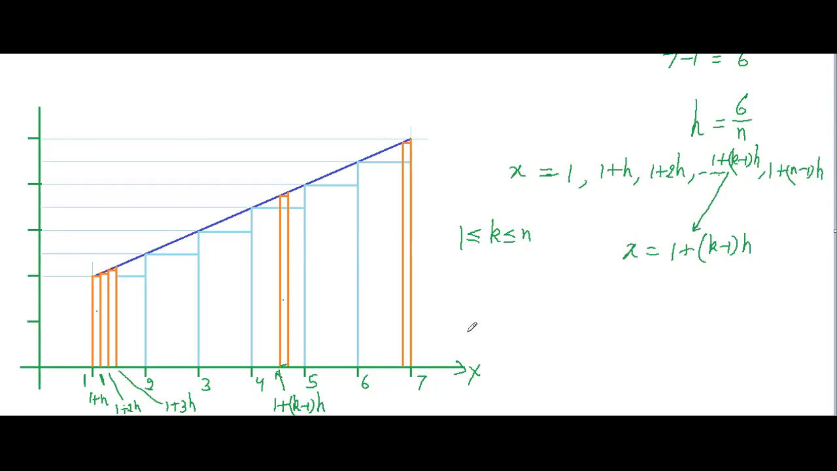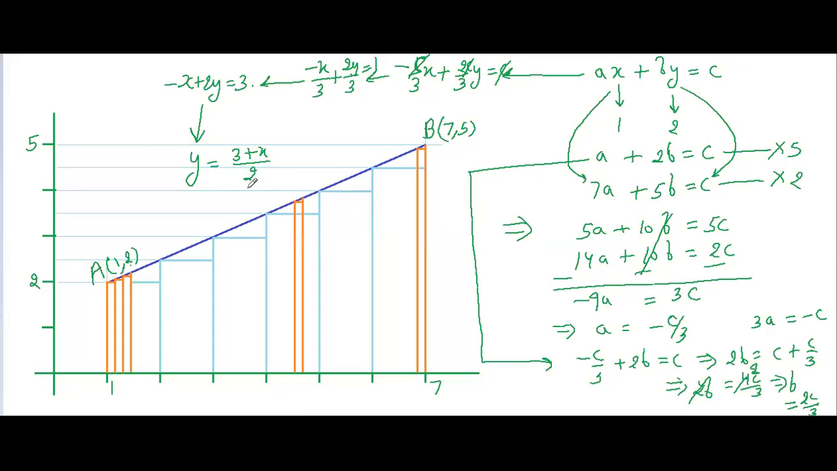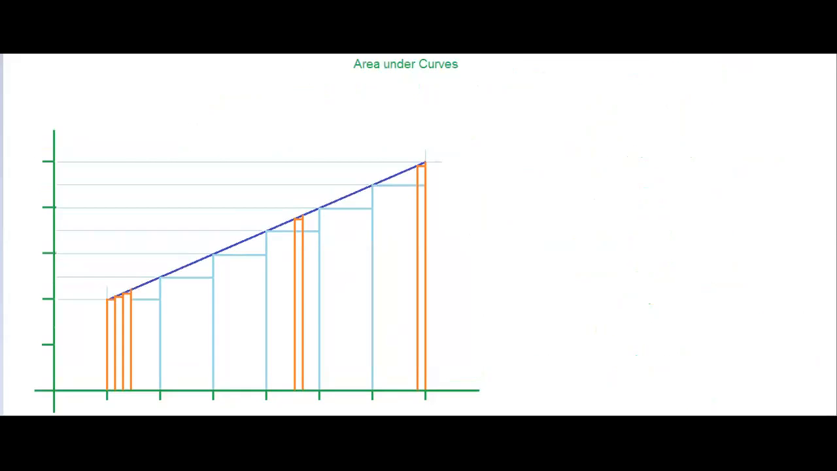Why have we found the equation of line? Because from the equation, putting this value of x in the equation of line, we will obtain this y value. The y value will be the height of this rectangle. So that is our aim. Now, after this, we have done this: y is equal to 3 plus x by 2. Now we proceed to the next page with the same diagram.